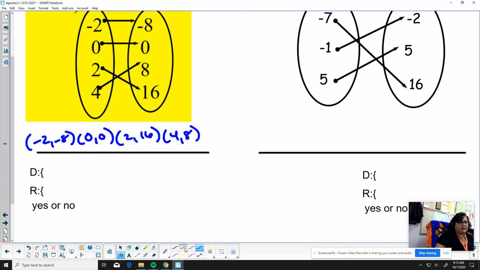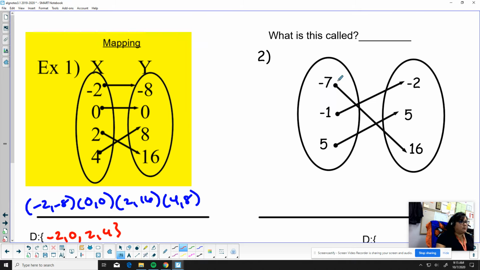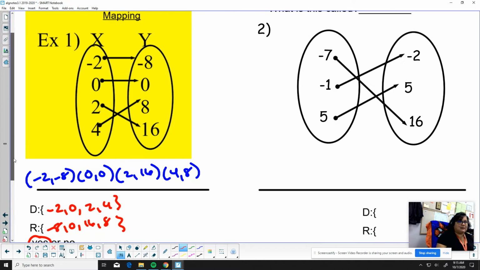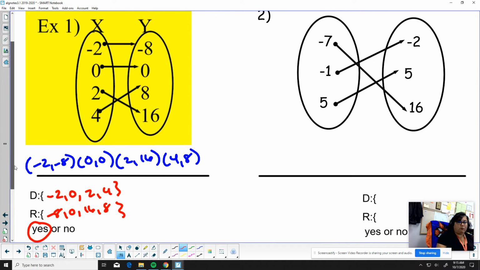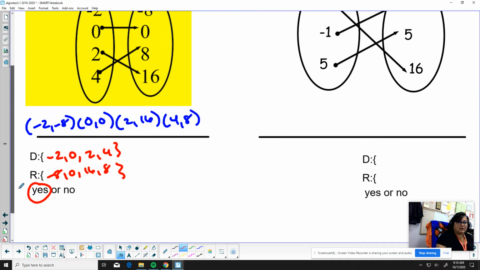Okay, then from here, I can go ahead and do the same thing I have been doing. So my domain is -2, 0, 2, and 4. My range is -8, 0, 16, and 8. And I'm just taking the x's for the domain and the y's for the range. And yes, it's a function because all these x's are different. Okay, so go ahead and press pause and try number 2. It's the exact same thing. Okay, fill this whole thing out. What is it called? Write down the ordered pairs, the domain and the range, and if it's a function.